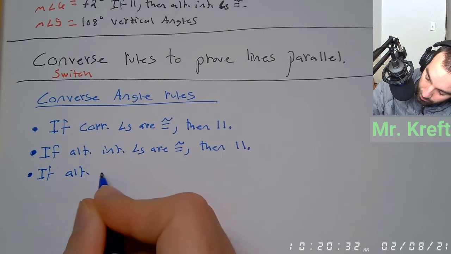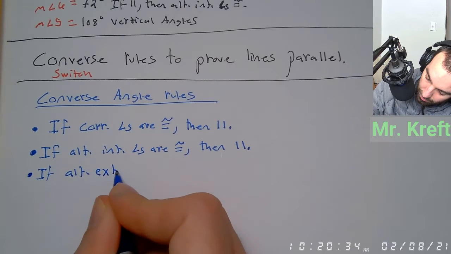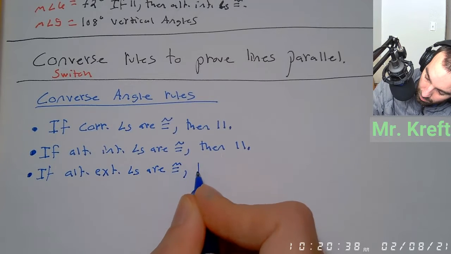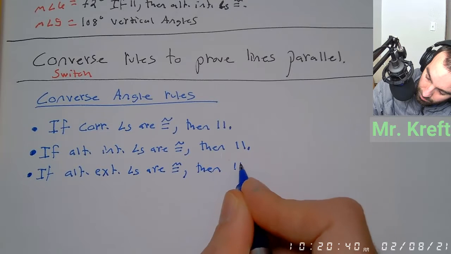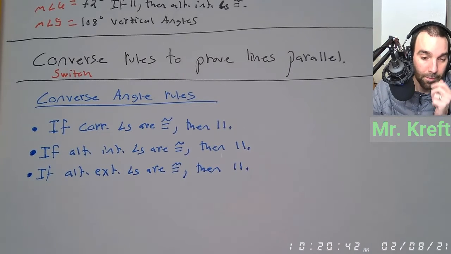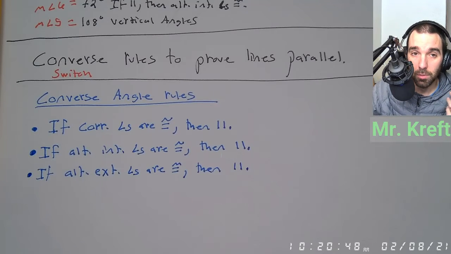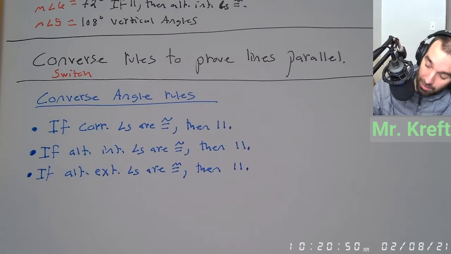If alternate exterior angles are congruent, then parallel. Okay, so again, we're just taking these properties that we learned last class and we're switching them. We're doing the converse. Okay?